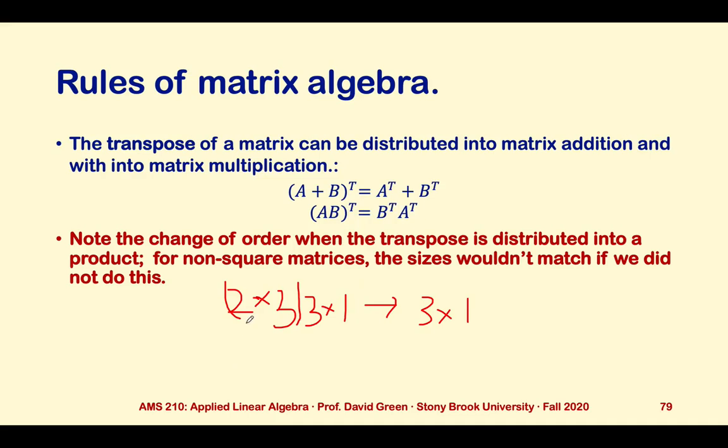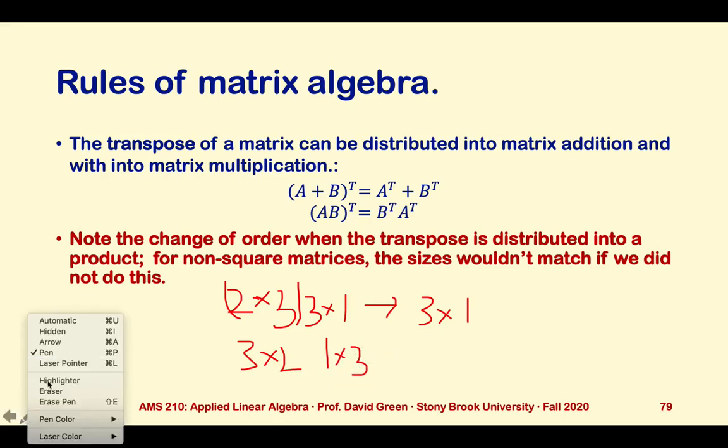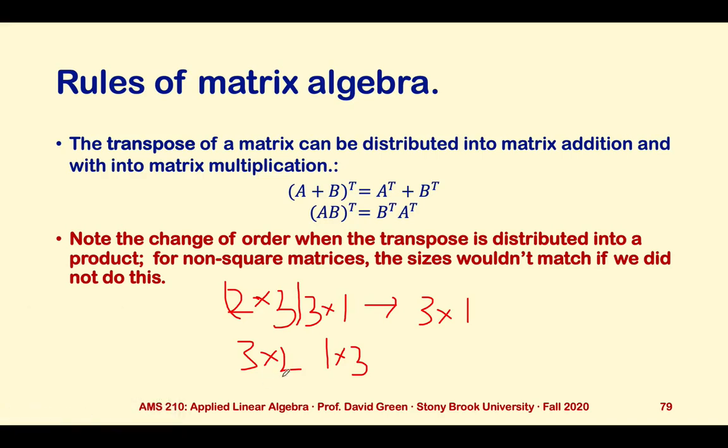If I just try to take the transpose of A, well, that's 3 by 2. And if I just take the transpose of B, that's 1 by 3. This expression doesn't have a match of the inner dimensions, unlike the original product did. And so we can't do anything with this.